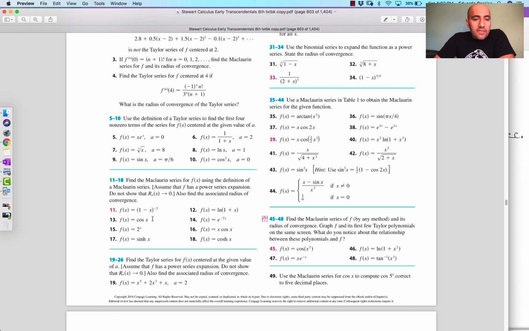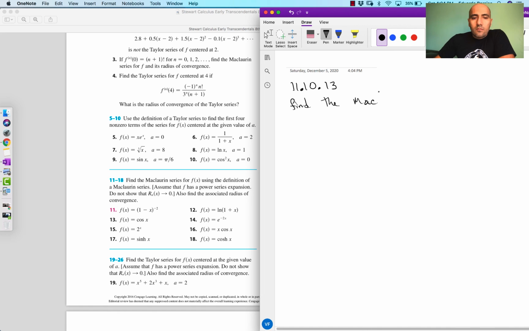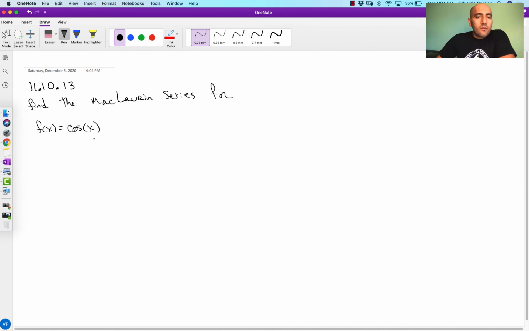Let's do number 13. That's a classic one. Find the Taylor series for f of x using the definition of the Maclaurin series, and also find the associated radius of convergence. So let's do f of x equals cosine of x. Okay, so find the Maclaurin series for f of x equals cosine of x.